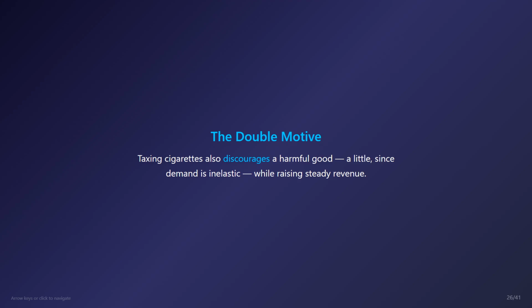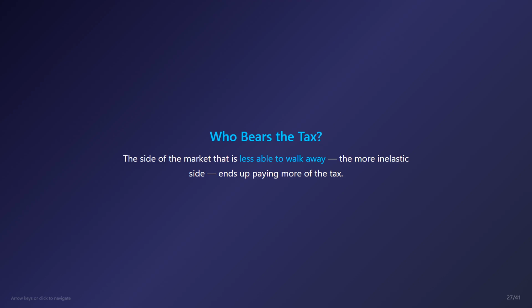There's often a double motive too. Taxing cigarettes also discourages a harmful product, though only a little, precisely because demand is inelastic, while still raising a steady stream of revenue. The government gets both effects. One more idea: who actually bears the tax? The side of the market that's less able to walk away, the more inelastic side, ends up paying the larger share. Inflexible buyers, or inflexible sellers, get stuck with more of the burden.